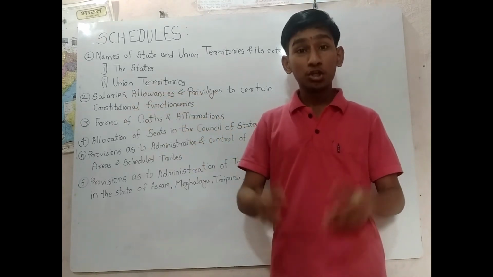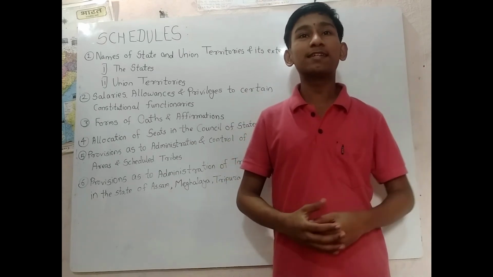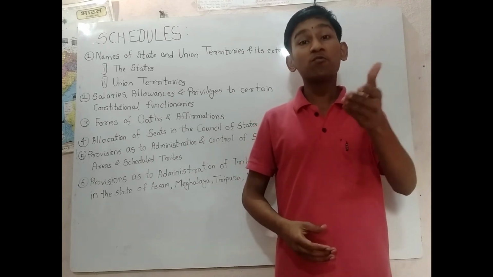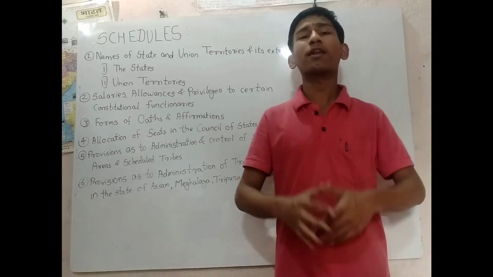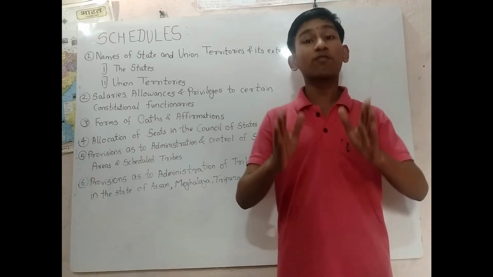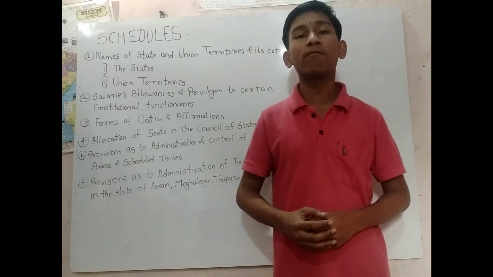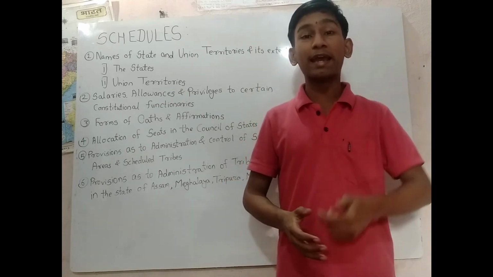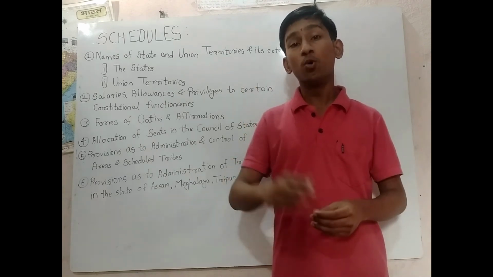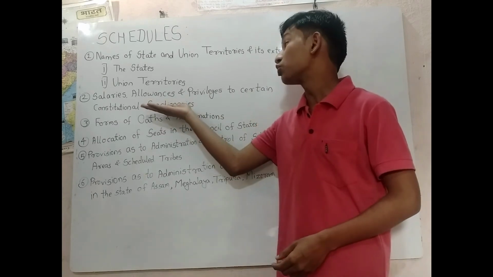How much salary should the government give to the President of India, Vice President of India, Speakers and Deputy Speakers of Lok Sabha, Chairman, Vice Chairman of Rajya Sabha, Comptroller and Auditor General of India, also to the Chief Justice of India, the judges of the Supreme Court and High Court, and many other constitutional functionaries. What salaries should they get, what privileges should they get, and also regarding the allowances, what should they get. Everything is mentioned here in this second schedule.